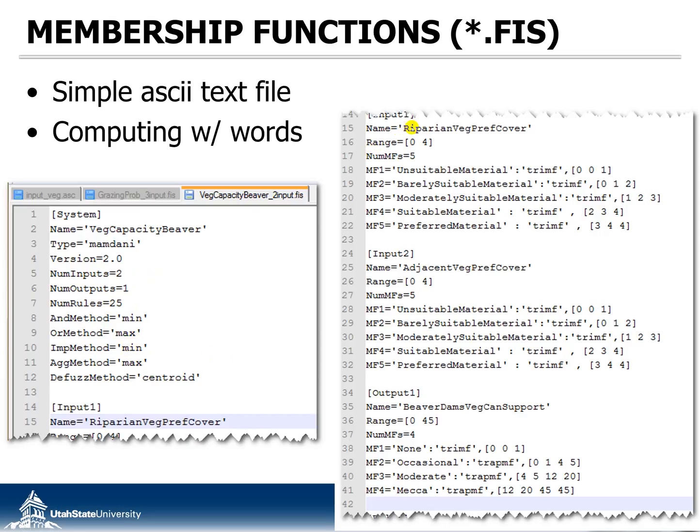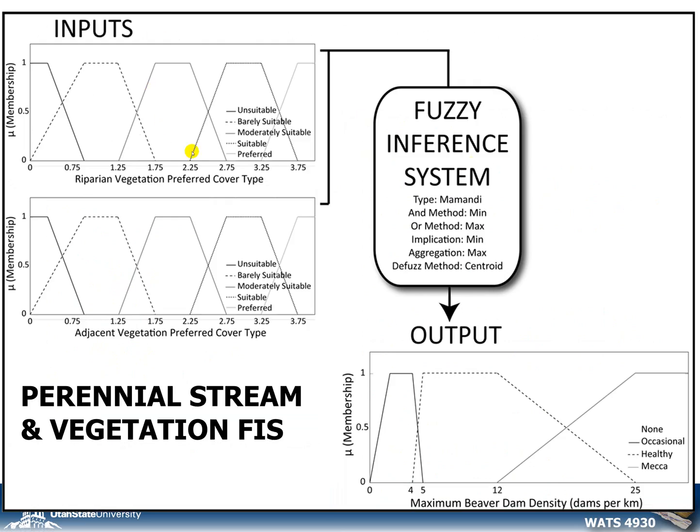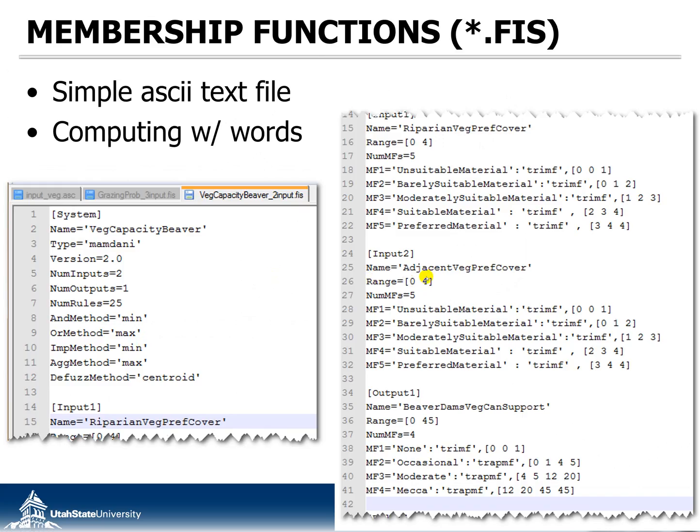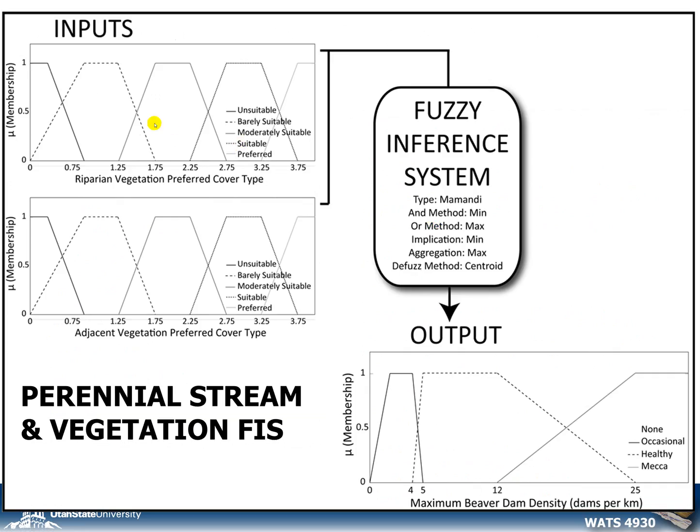And so here's input 1, and that's riparian vegetation preference cover. So we can go back. That's this one. And input 2 is going to be adjacent vegetation. So there's input 2. And we can see how many membership functions. 1, 2, 3, 4, 5. Look at that. Unsuitable, barely suitable, moderately suitable, to preferred. So I can go back. Those are these categories coming across.